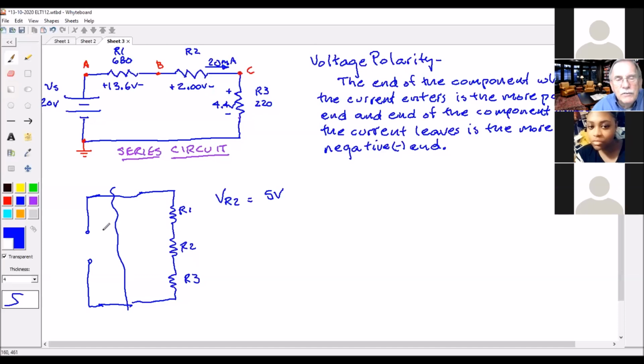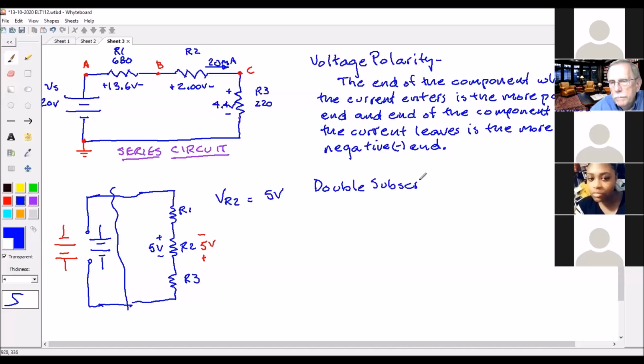In other words, if I didn't tell you about the power source, you wouldn't know: is it 5 volts plus minus, or 5 volts plus minus? Because if I put the power supply this way, it's going to be the one that's in red. If I put the power supply this way, it's going to be the one that's in blue. And to solve that problem, we go to something called double subscript notation.